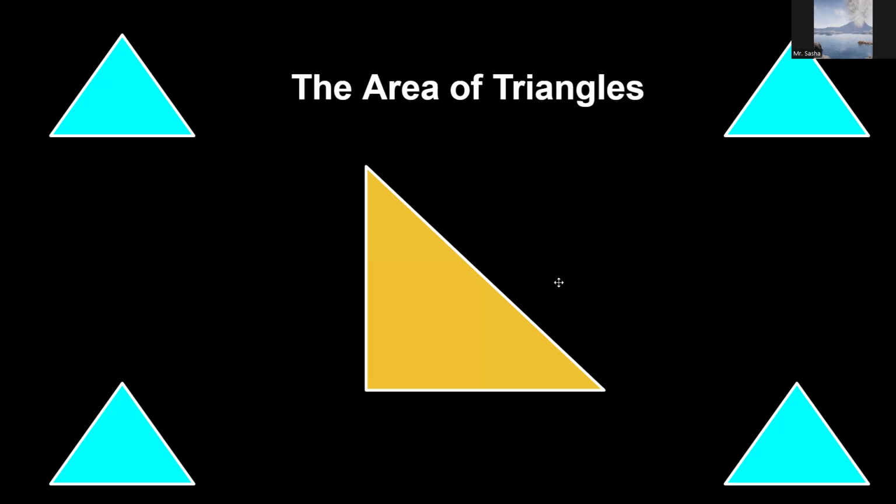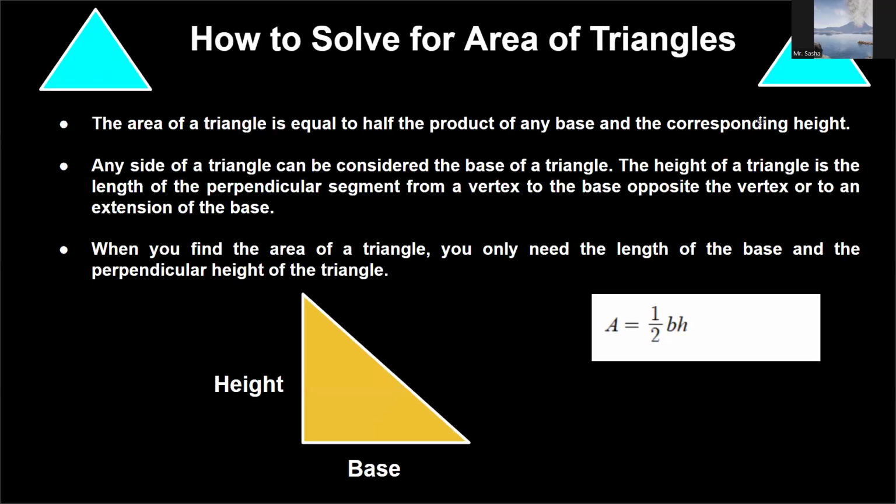Okay, now you might see there are triangles all over. Yes, this is a triangle, this is a triangle, this is a triangle, this is a triangle, and this is a triangle. Okay, now let's move on. Yes. So how to solve for the area of triangles. Now let me show you that.